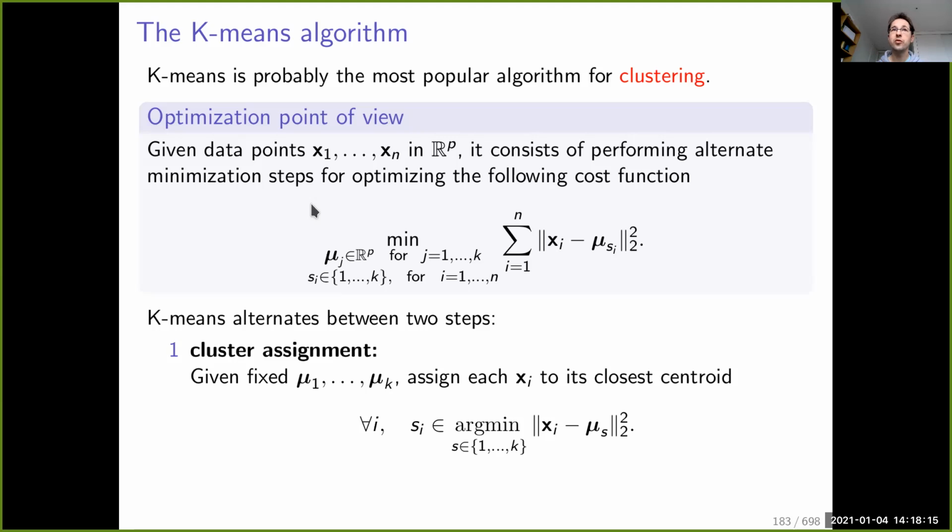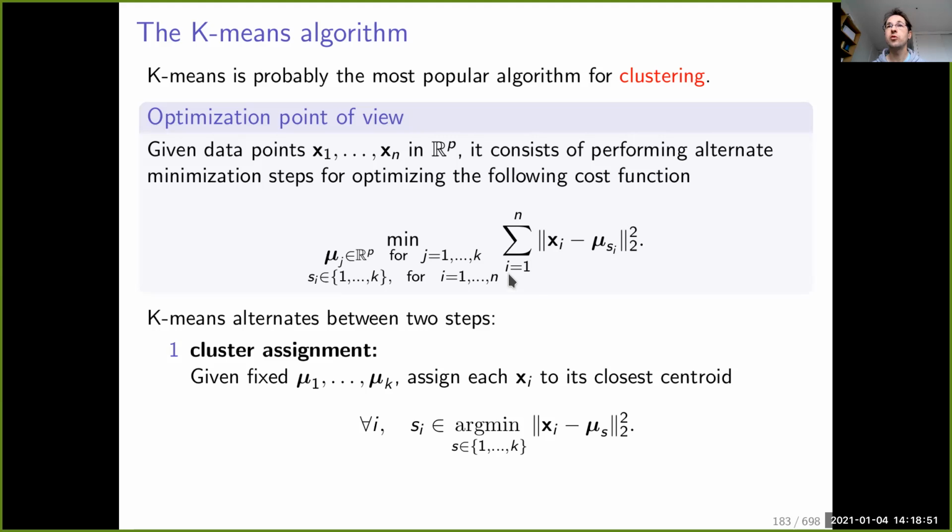So consider the following objective, which operates over assignments, these variables s_i that are simply indices going from 1 to k, such that for a data point i, if s_i is assigned to j, it means that the point i is in the cluster j. And then we also optimize over a set of centroids that are represented by these vectors mu_j, one per cluster. So the following objective makes sense.